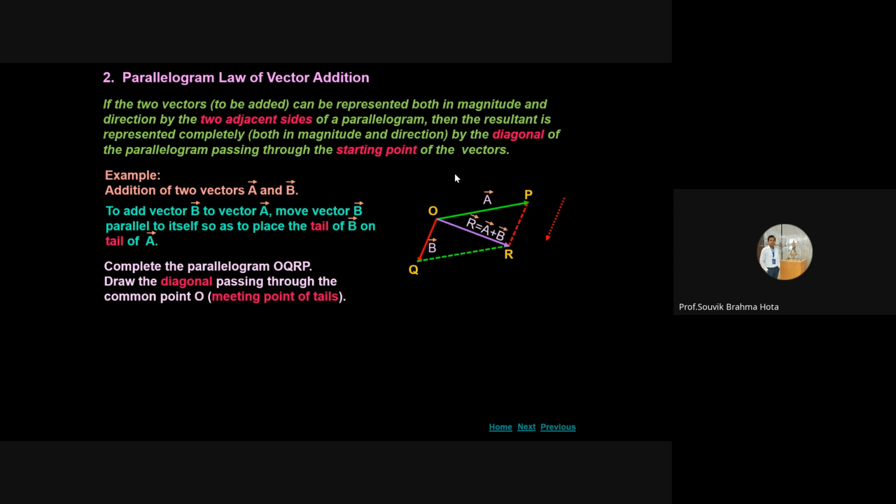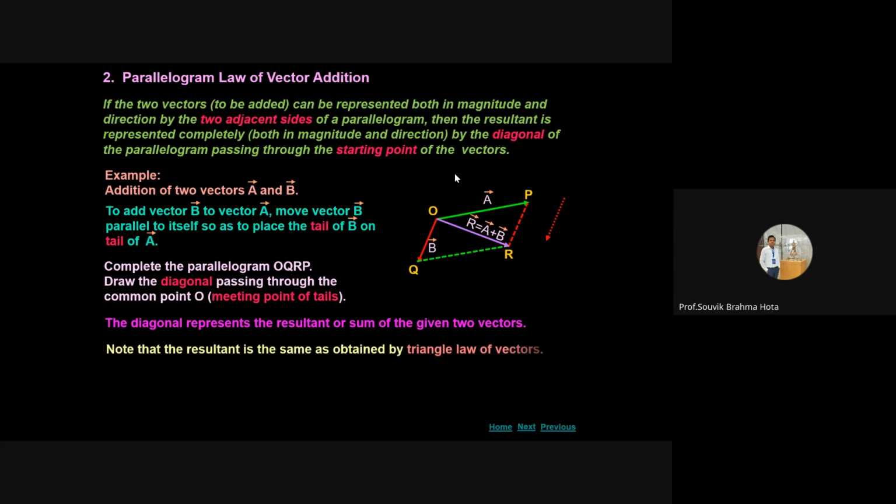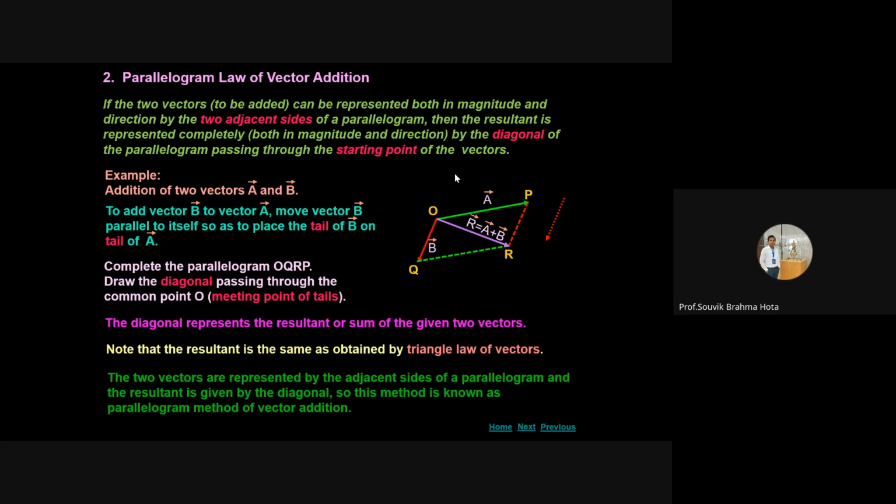Okay, so OQRP. Draw the diagonal passing through the common point O, and that will meet at the tail. The diagonal represents the resultant of the sum of the two vectors. Now the resultant is the same as that obtained by the triangle law of vectors. The same concept you will be getting. The two vectors are represented by the adjacent sides of the parallelogram, and the resultant is given by the diagonal. So this method is known as the parallelogram law of vector addition.